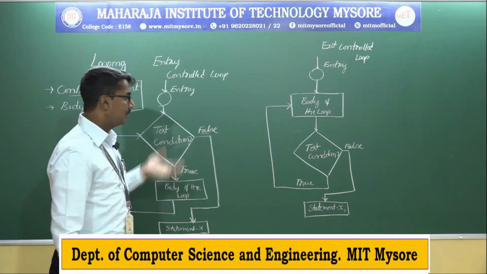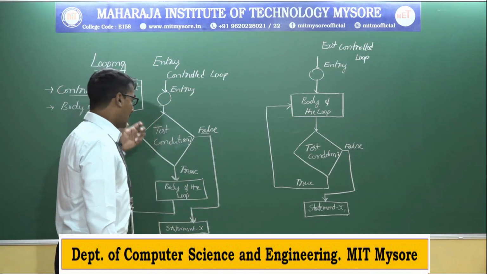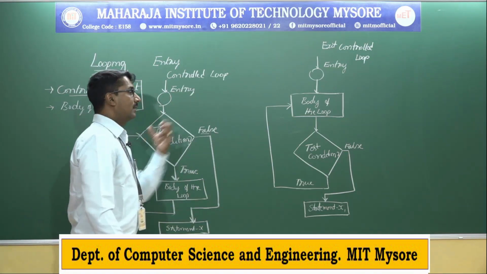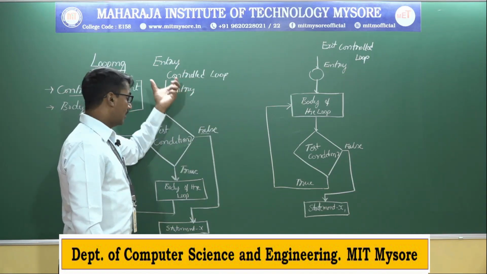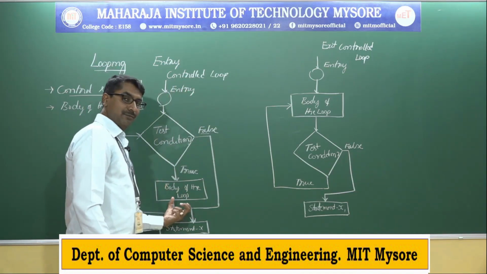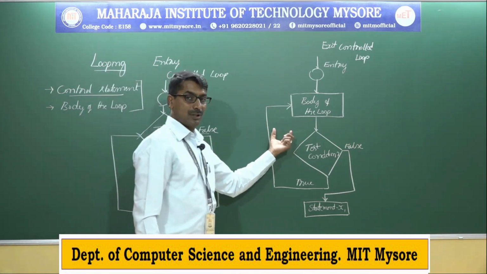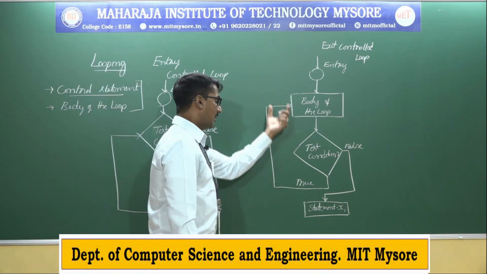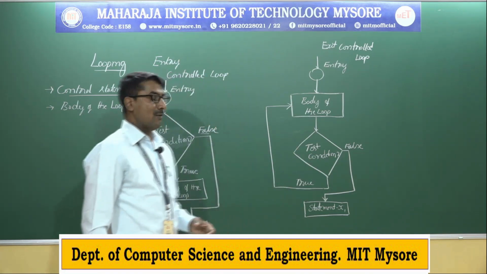One is entry control loop and exit control loop. This is also called pre-test and post-test. Here the condition will be evaluated before executing the body of the loop. That's why this is a pre-test loop, and this is a post-test loop, because the body of the loop will execute first, and later the test condition will be evaluated.